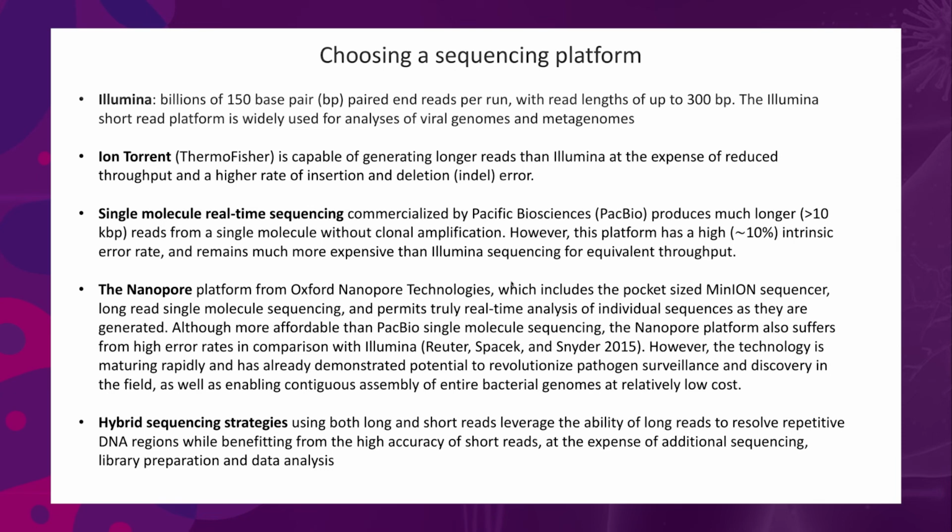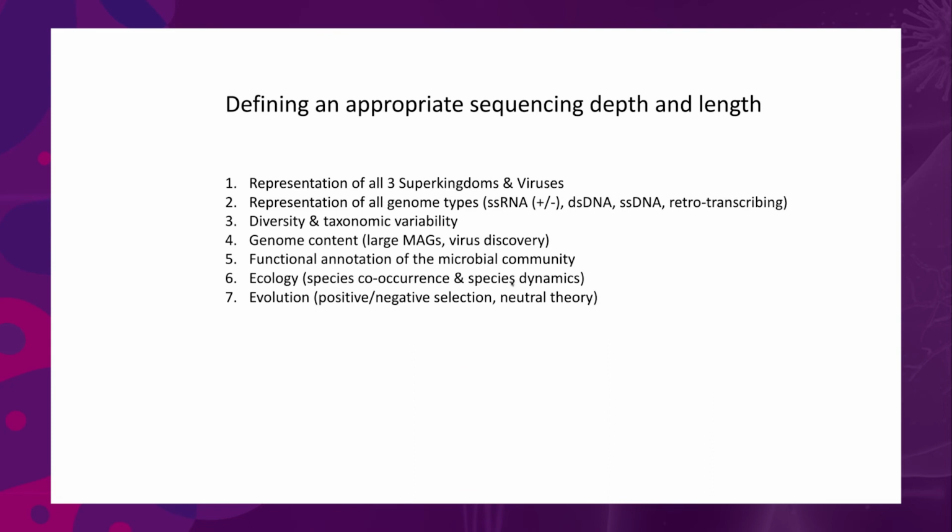A really important bit is defining the appropriate sequencing depth and length. We need to take into account, let's say, this list of 7 major points. First is representation of all 3 superkingdoms and viruses. Then the representation of all genome types, whether we want to do diversity and taxonomic variability tests, check the genome content, do functional annotation of the microbial community, or look at ecological or evolutionary patterns within our metagenomes. Depending on what kind of questions we want to answer, this can affect the depth and the length of our sequencing.